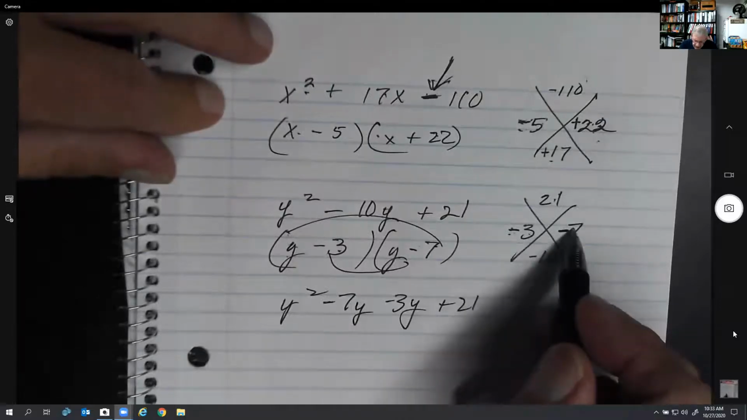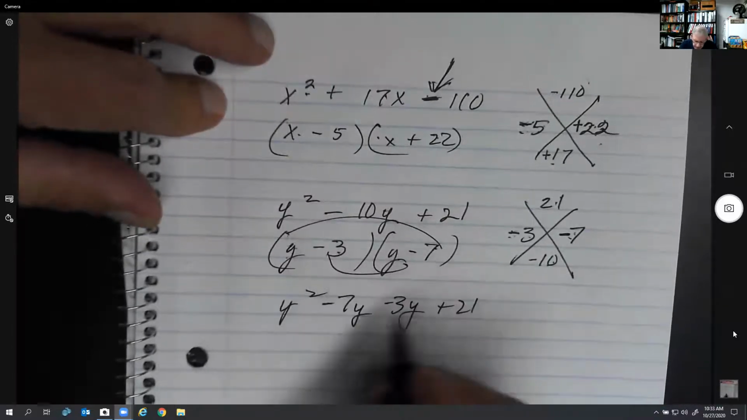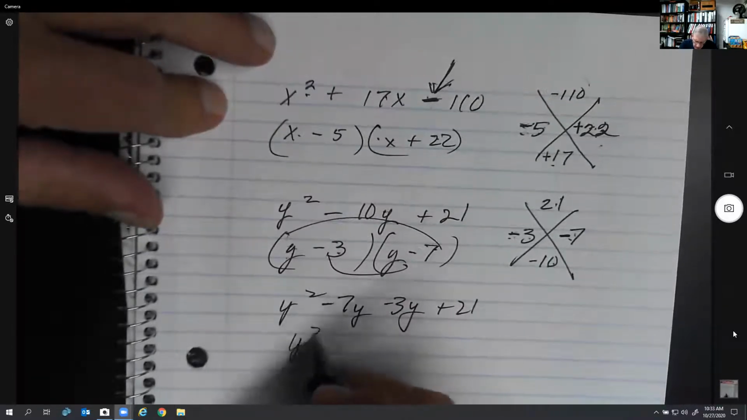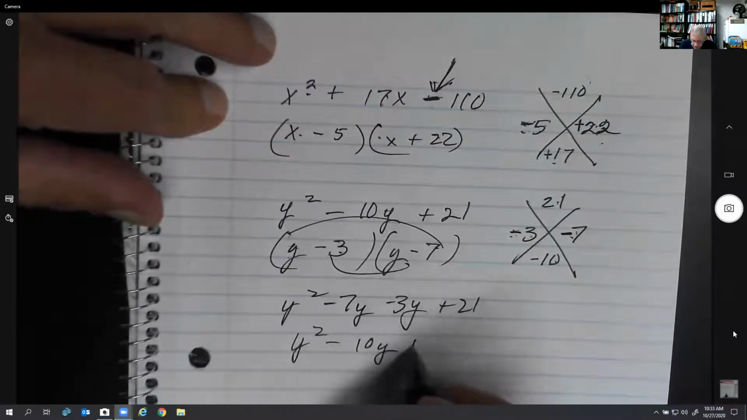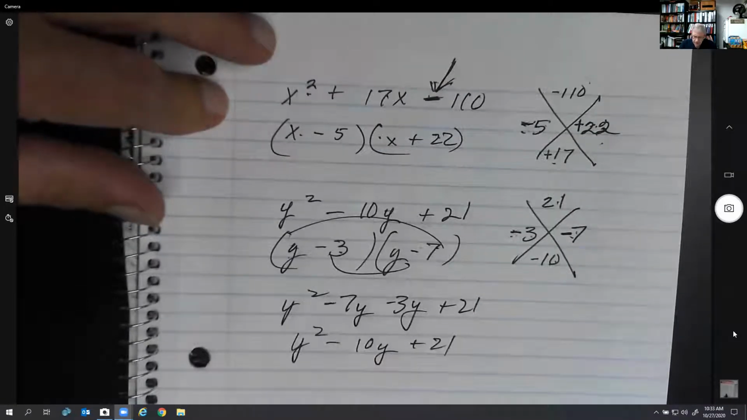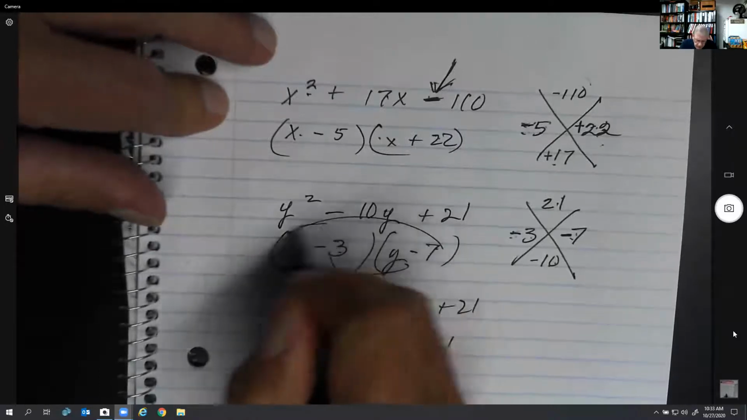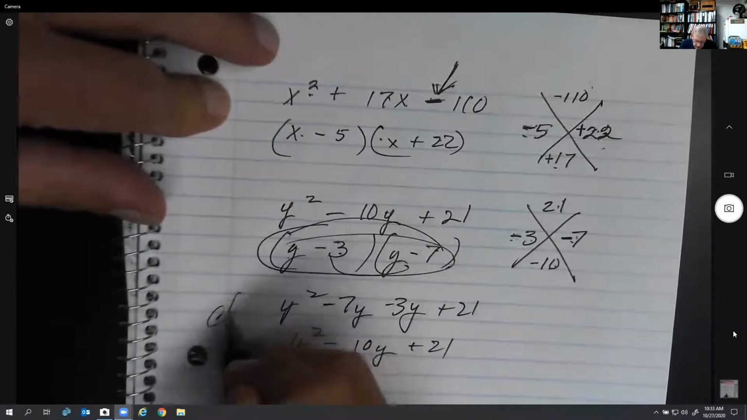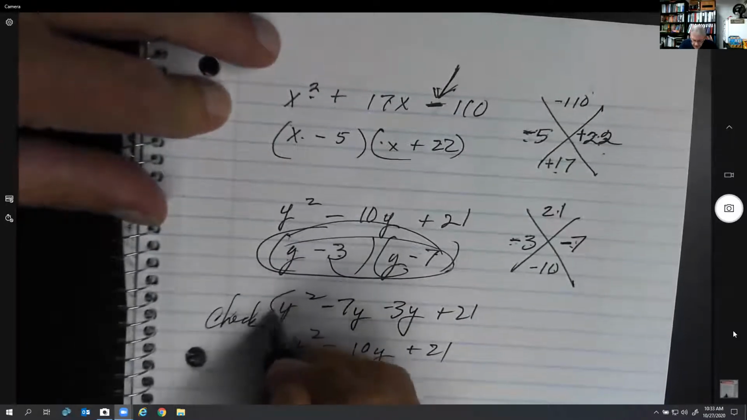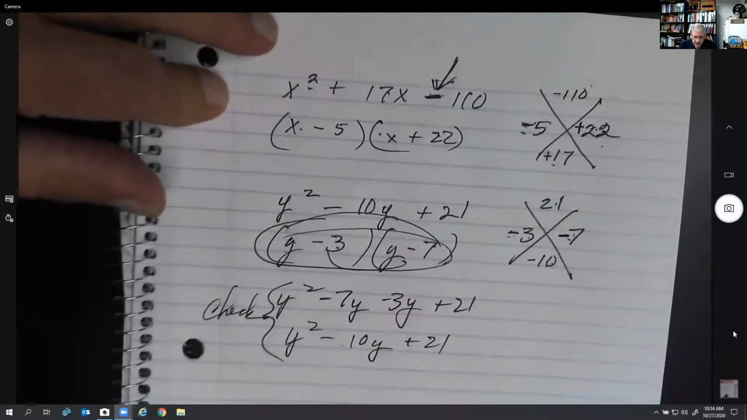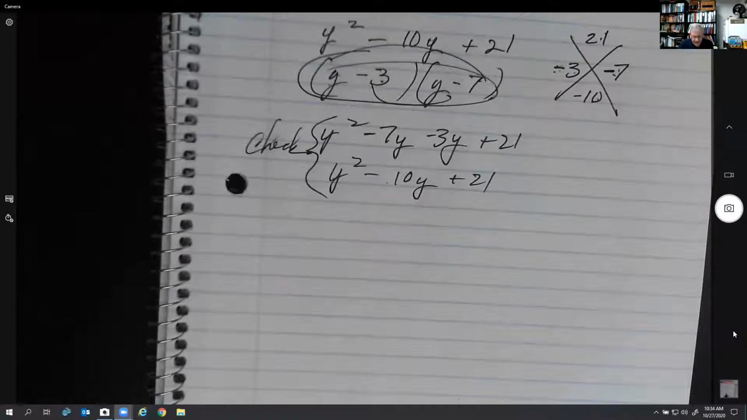But I've already got it kind of written out right there. But if I want to double check it, I can do a FOIL. Okay, so here's your factorization. This is just a check right here, checking if it's done correctly. All right, so that's kind of the idea of factoring.